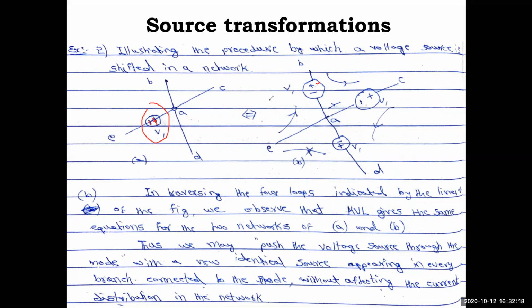Okay, so this is called e-shifting. In traversing the four loops indicated by the lines of the figure, we observe that KVL gives the same equations for the two networks A and B. Thus, we may push the voltage source through the node with a new identical source appearing in every branch connected to that node without affecting the current distribution in the network. That means satisfying Kirchhoff's current law.